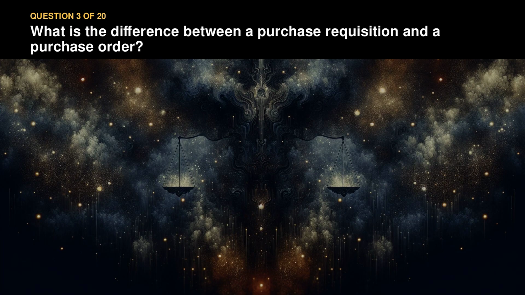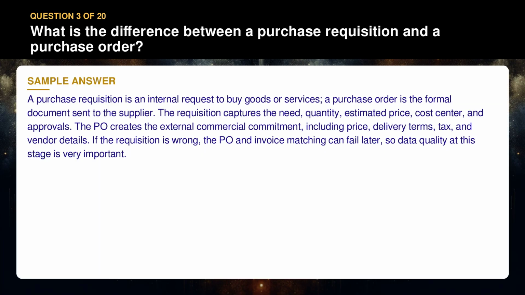Question 3. What is the difference between a purchase requisition and a purchase order? A purchase requisition is an internal request to buy goods or services. A purchase order is the formal document sent to the supplier. The requisition captures the need, quantity, estimated price, cost center, and approvals. The PO creates the external commercial commitment, including price, delivery terms, tax, and vendor details. If the requisition is wrong, the PO and invoice matching can fail later, so data quality at this stage is very important.